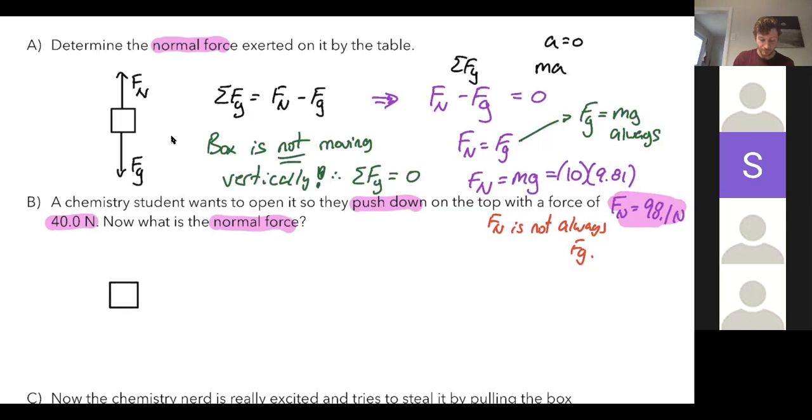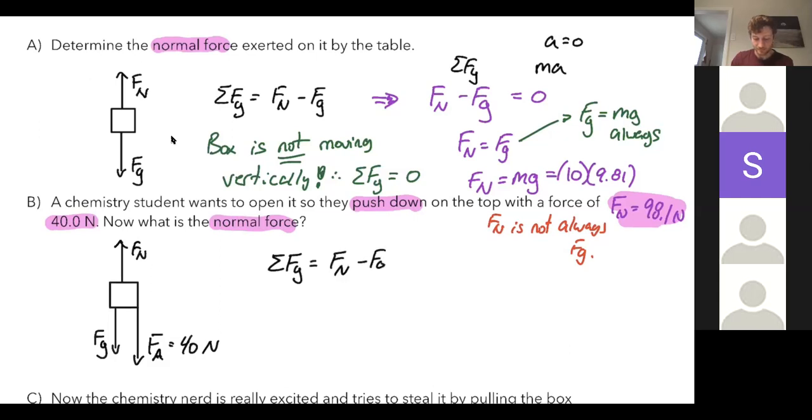So first step, draw a free body diagram. Always, always, always, force of gravity. There's contact here, so we've got our normal force. If we are pushing down, that means we have an applied force going down like this. That applied force is 40 newtons. Next step, sum of the force equation. Sum of the forces in the y direction, Fn minus Fg minus Fa. Cool. Very similar to the last question, but we just added in an extra applied force.